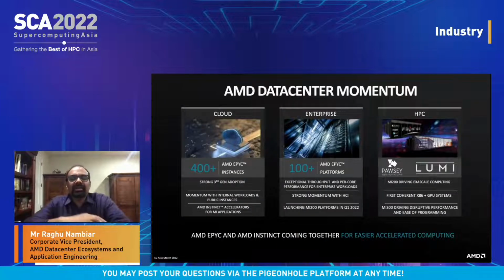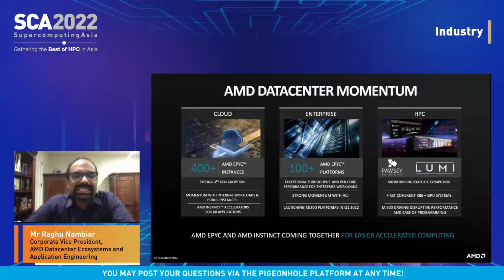Okay, I said that AMD EPYC processors were introduced in 2016. Let's look at the momentum. We are seeing tremendous momentum across clouds, enterprises, and in the HPC space. Today, AMD EPYC processors are powering over 400 public cloud instances. There are over 100 server platforms based on AMD EPYC processors. HPC is one of the key areas of focus, of course, but we are seeing great traction for enterprise workloads as well, like database, analytics, and other applications. It is exciting to say that 8 of the 10 most efficient supercomputers are now powered by AMD CPUs and GPUs.